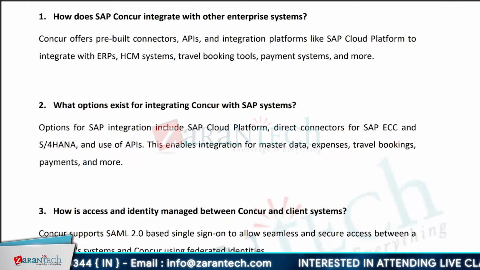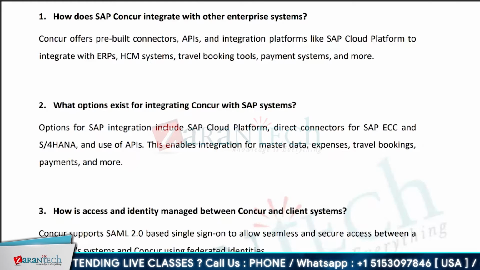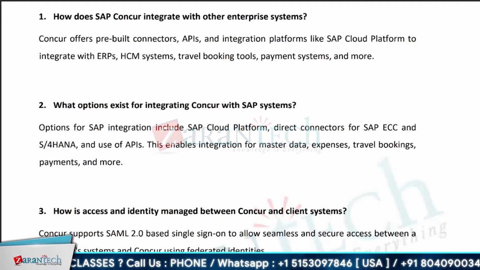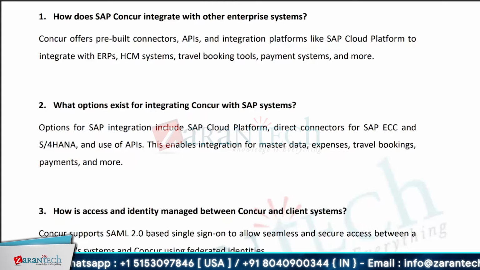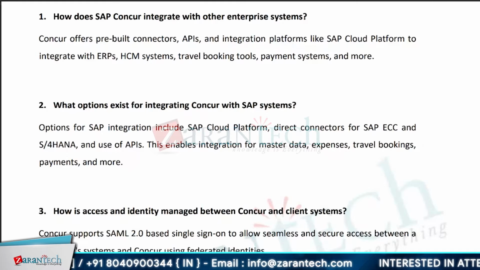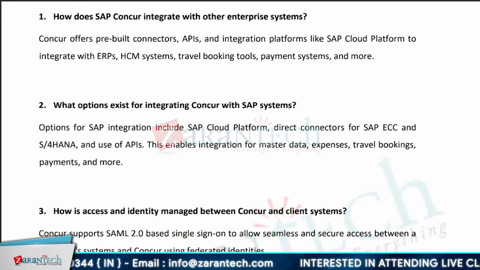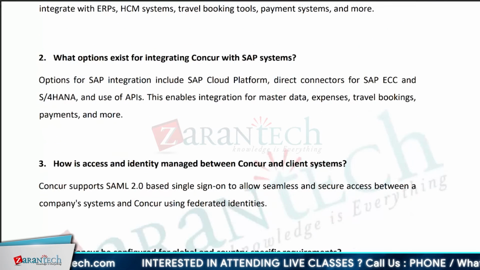We can tell that integration will take the master data, expenses, travel booking, payment, and many more. Likewise, from the financial side, it picks the GL code, cost center and internal order. All those things will be passed to Concur. So our financial side will be filled with the actual values.